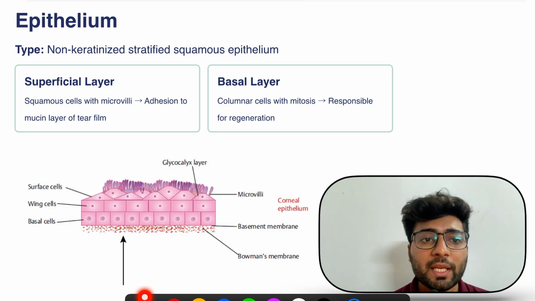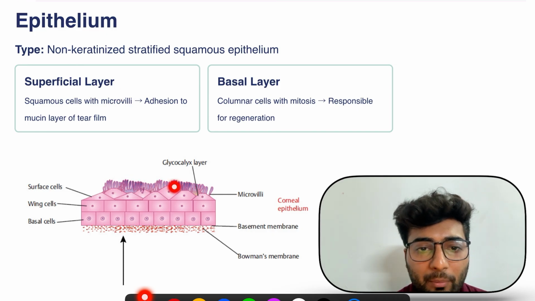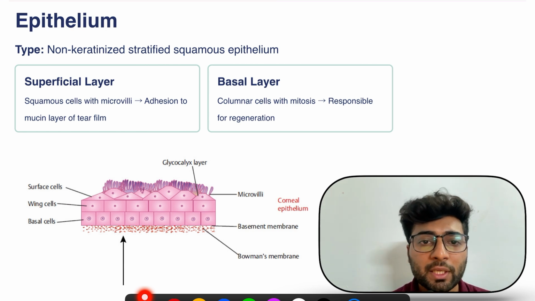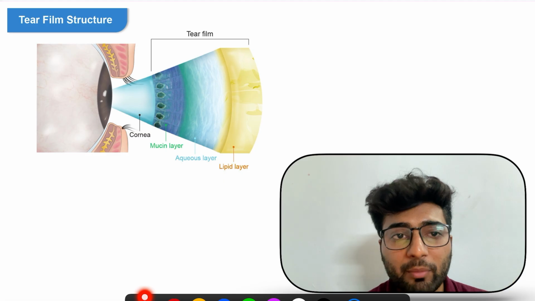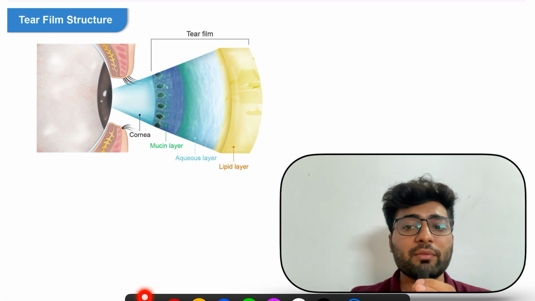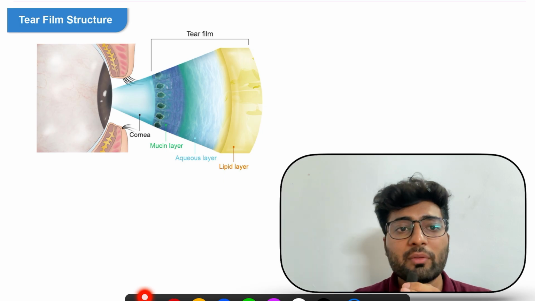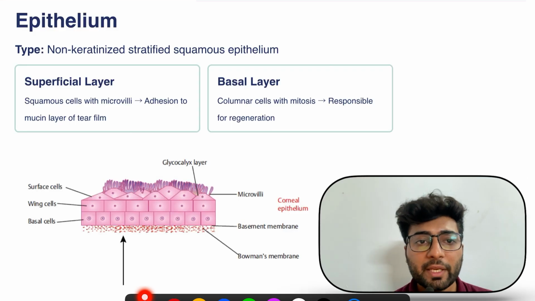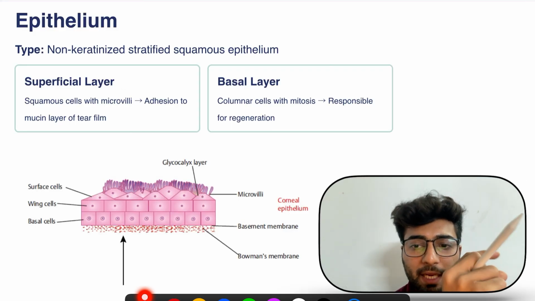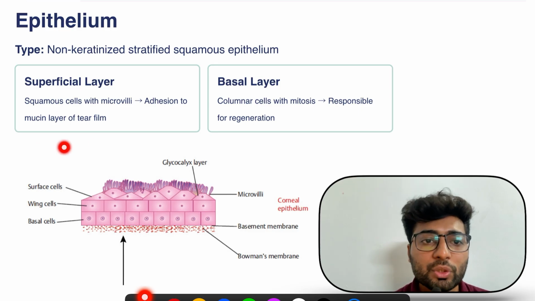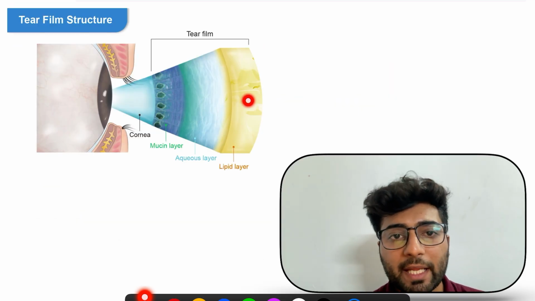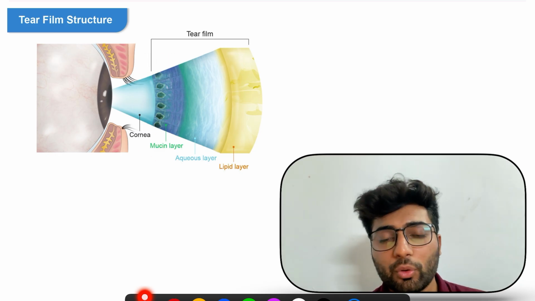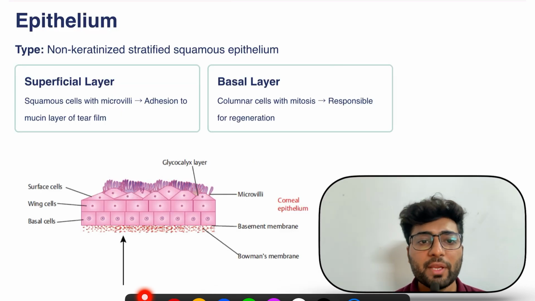So the superficial layer has microvilli. See, here you can see these are microvilli and the squamous cell with microvilli. Why? Because in the superficial layer there will be tear attachment. Tear will get attached. If the tear doesn't get attached, tear goes down and there will be dryness of the cornea. So to hold or attach this tear, they have the microvilli. So the microvilli will get attached to the mucin layer of the tear film. See, this is the entire tear film and this layer is the mucin layer which is getting attached to the cornea. So that's why we have this microvilli.